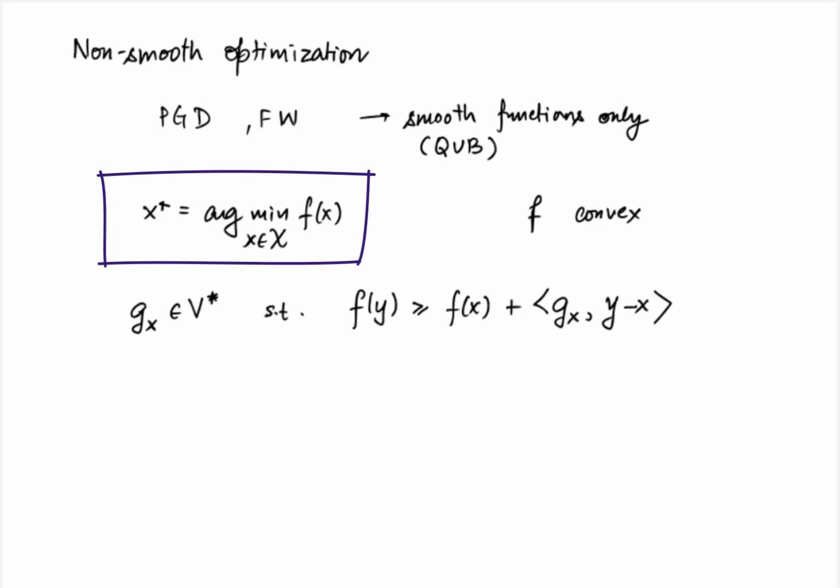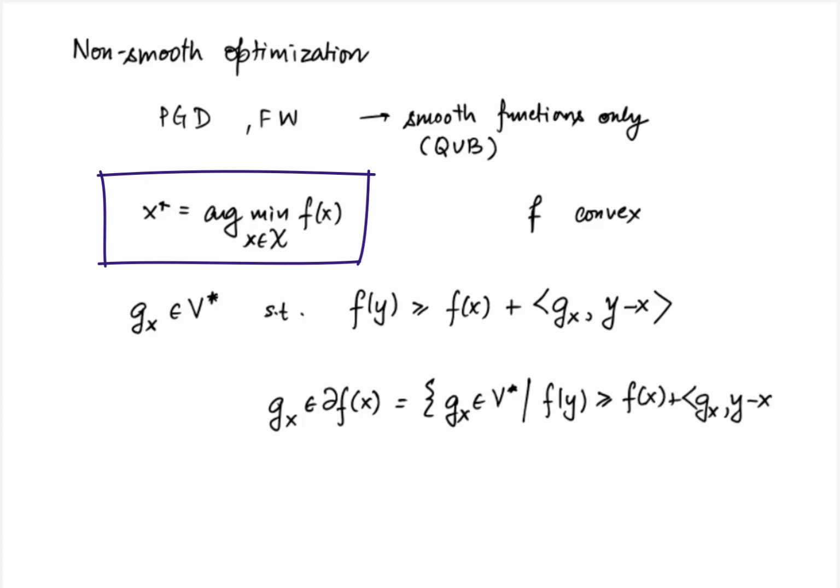The subdifferential of a function is the set of all subgradients at a point. That is, the subdifferential of f at x is equal to the set of all g_x in V star such that f of y is greater than or equal to f of x plus the inner product of g_x comma y minus x.